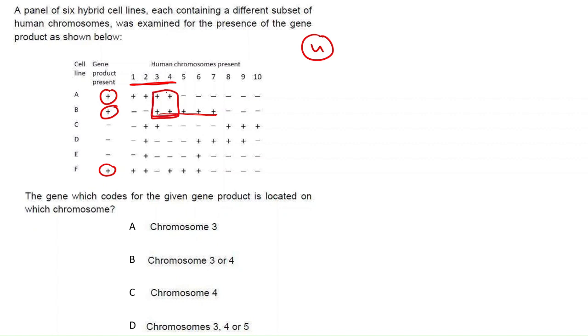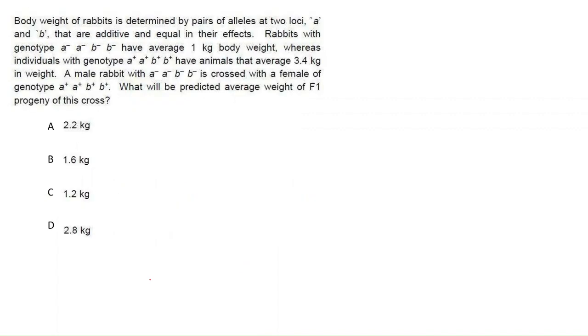Next we'll check whether it's 3 or 4. See in the cell line C, chromosome 3 is present, but there is no gene product. And in cell line F, chromosome 4 is present and there is a gene product. So which chromosome is responsible now? Chromosome 4 is responsible for the gene product. So the answer is C. Very simple.